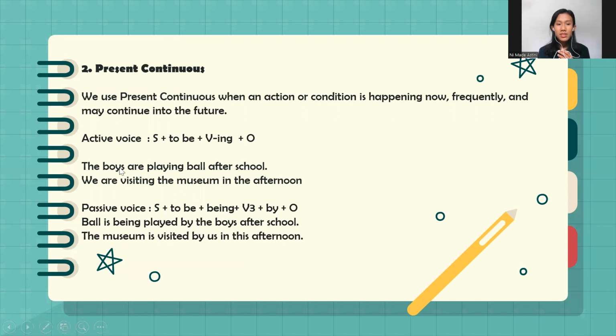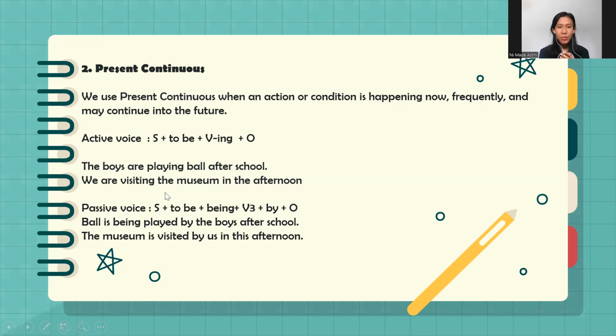Example: The boys are playing the ball after the school. We are visiting the museum in the afternoon. When it's changed to passive voice, it's also the same as before: the object here becomes the subject. So, the ball becomes the subject, and we use to be, is and being, plus verb 3. So, the ball is being played by the boys after the school.